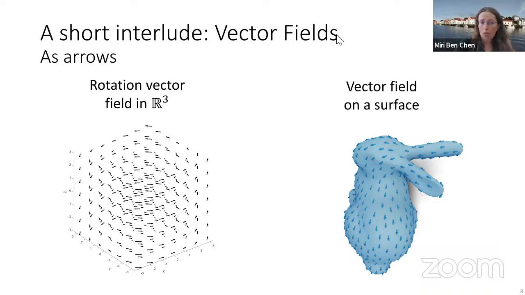So I can also look at a vector field as a flow. Instead of thinking about the arrows, I can think about what happens to a point when I flow it along the vector field. So in R3, if I'm now flowing the point, there's some trajectory that it's going to take. And on the surface, it's also going to take a smooth trajectory. So again, a vector field can be either an arrow at every point or the flow, the movement that happens when you drop a particle in that field.